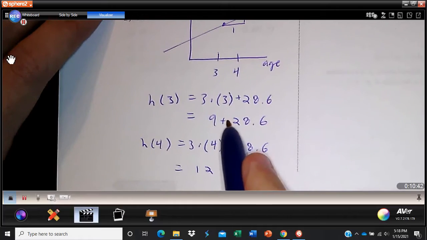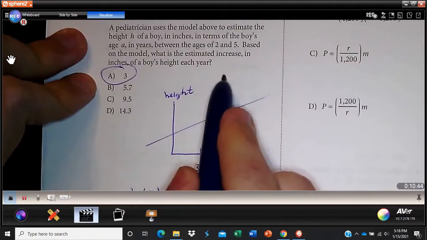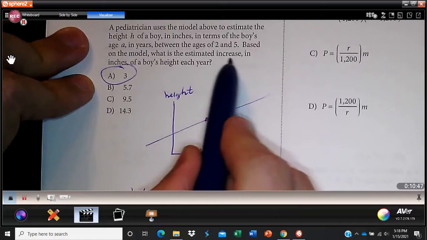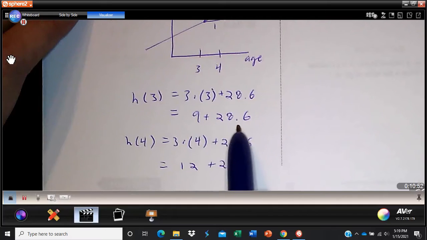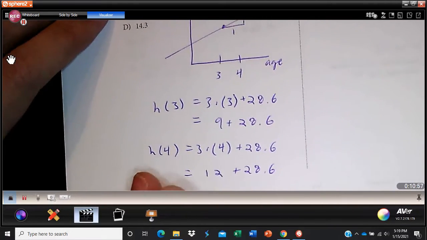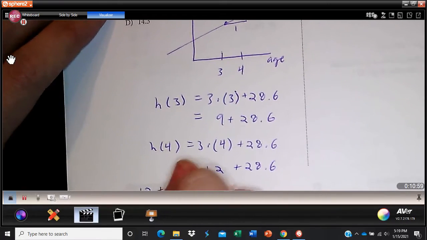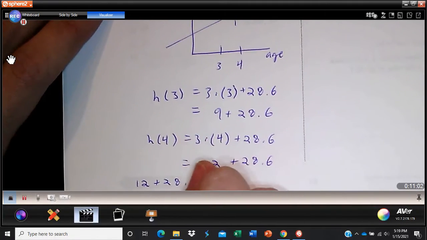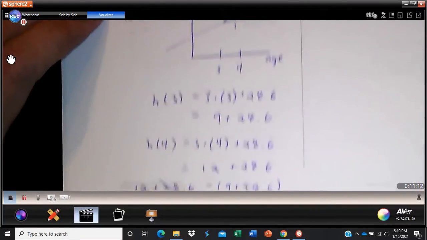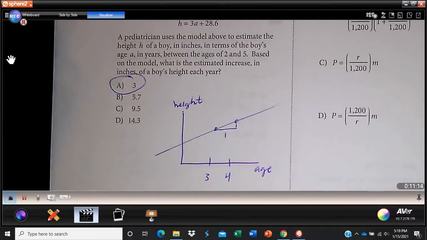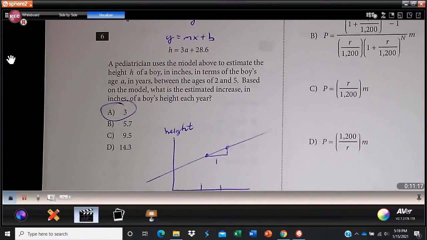And looking at these two, if I were to calculate what we're interested in, the model was the estimated increase. So he went from 9 plus 28.6 up to 12 plus 28.6. So I can just subtract those out and see what happens. 12 plus 28.6 minus the 9 plus 28.6. So the 28.6s are going to go away, and 12 minus 9 is 3, which is the slope. And so that kind of confirms that it's A. And then we'll start question 7 in the next one.